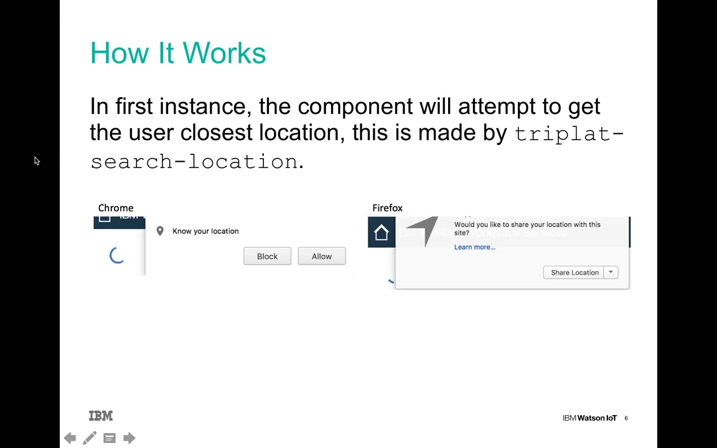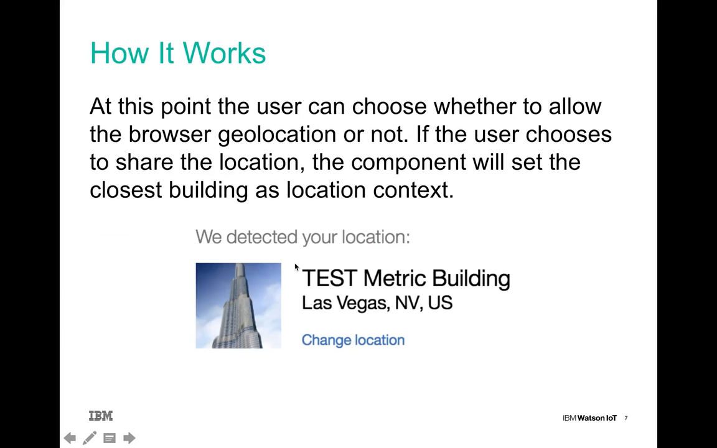So here are two examples of Chrome and Firefox browsers asking for the user location permission. And at this point, the user can choose whether to allow the browser geolocation or not. If the user chooses to share the location, the component will set the closest building as the location context. So you can see the message here that the location was detected and set as the location context.